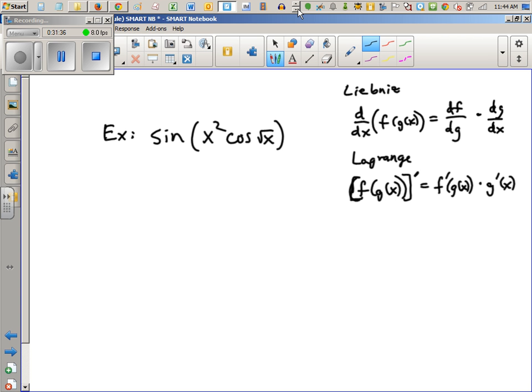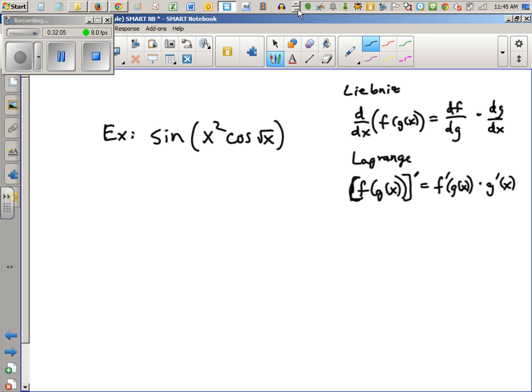If you look at the first Leibniz one, it's kind of cool. If you just mentally cross out the dg's, you get df dx, which means you found the derivative. But don't cross them out, okay? Just think it. These two kind of mentally at least cross out and give you df dx, which is what you're seeking, right? This one's a little more cryptic looking, but it's more commonly used. So you kind of need to know both.